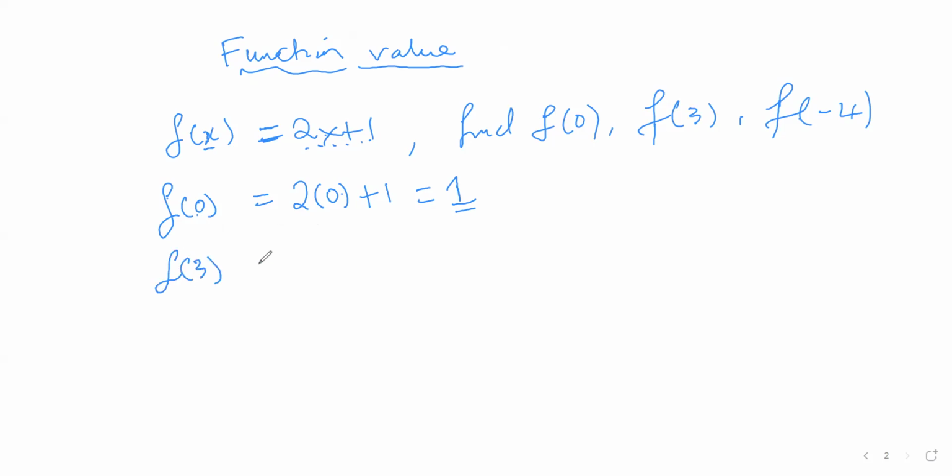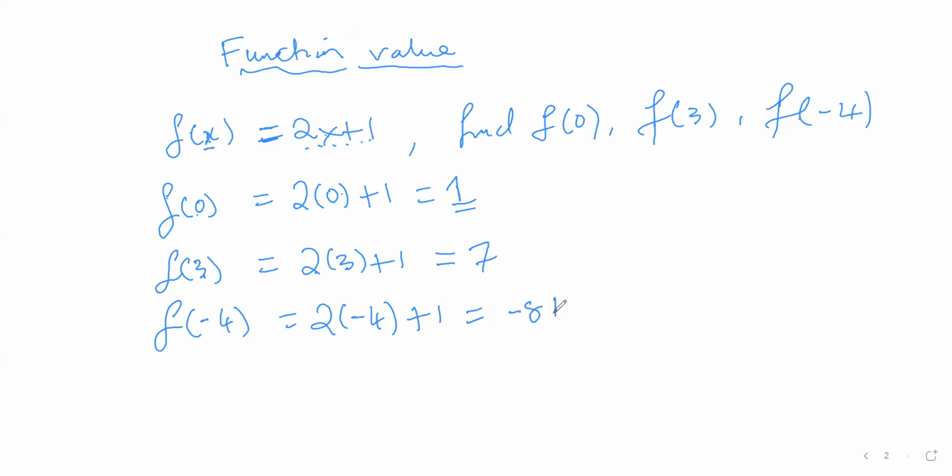Similarly, we can find f of 3: 2 times 3 plus 1, replacing x with 3 in your expression for the function. So it becomes 2 times 3, which is 6, plus 1, 7. f of -4 will be 2 times -4 plus 1, which is -8 plus 1, which is -7. All right. So that's how to find function values for given specific functions.